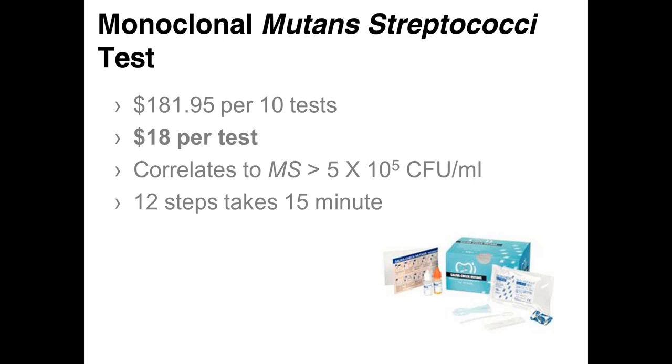And we'll talk about the fee codes associated with that, and you will probably find a good number of your patients probably have coverage for this kind of testing. This correlates just to Mutans Streptococci if there's more than 5 times 10 to the 5th colony-forming units per milliliter of saliva, and that basically is the cutoff point for being high risk or low risk with Mutans Streptococci. It takes 12 steps and about 15 minutes to perform this test, mixing all of the ingredients and running it. But it's chairside, and it only takes like 15 minutes, versus 2 days. So that's an improvement.